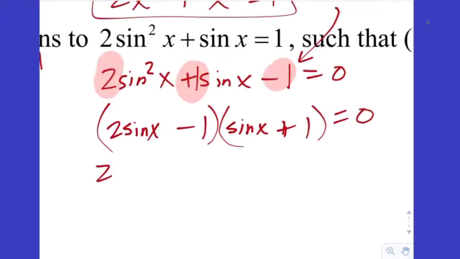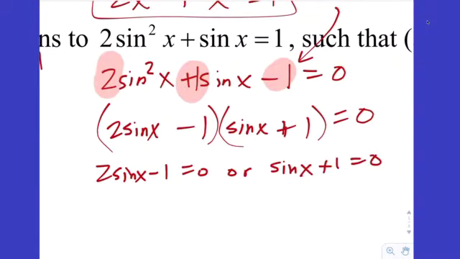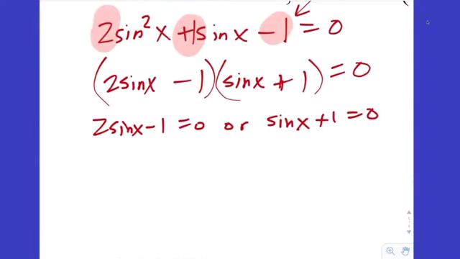You set them equal to 0. Good. So you got 2 sine of x minus 1 equals 0, or the other solution would be sine of x plus 1 equals 0. And now you would solve for x normally, but now we're solving for sine of x. So you add 1 and divide by 2. You get sine of x is equal to a half, or sine of x equals negative 1.